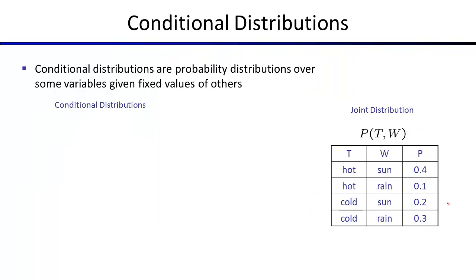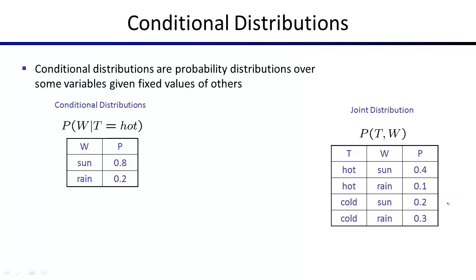Now, we know how to compute conditional probabilities. What we can now do is start computing conditional distributions. What this means is rather than computing one conditional probability entry, we will compute a set of conditional probabilities and then put them together in a table that we call a conditional distribution.